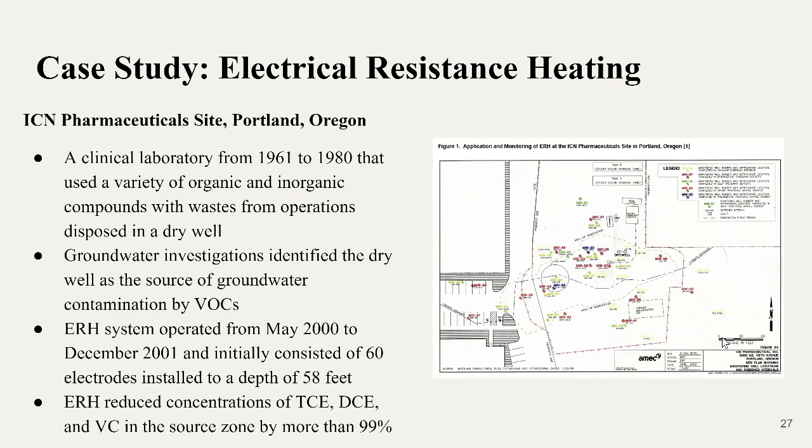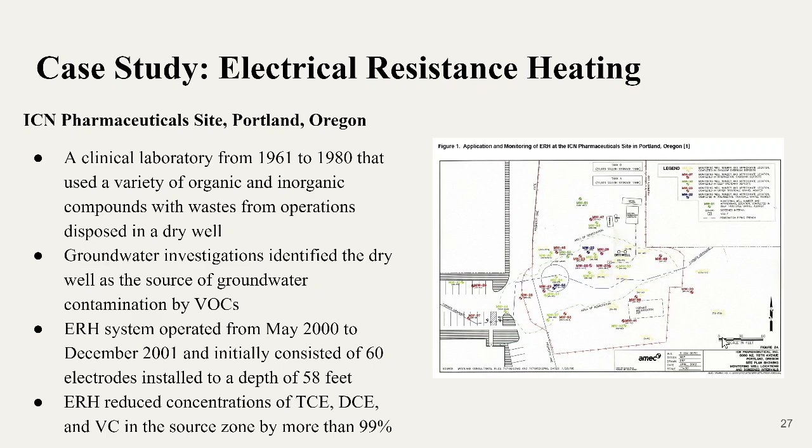Our case study for electrical resistance heating is about the ICN Pharmaceutical site in Portland, Oregon. This site was used as a clinical laboratory from 1961 to 1980, and during that time, the lab used a variety of organic and inorganic compounds with wastes from operations being disposed of in a dry well about 20 feet deep. Results of groundwater investigations at the site identified the former dry well as the source of groundwater contamination, with contaminants being VOCs including TCE, DCE, VC, benzene, and toluene.